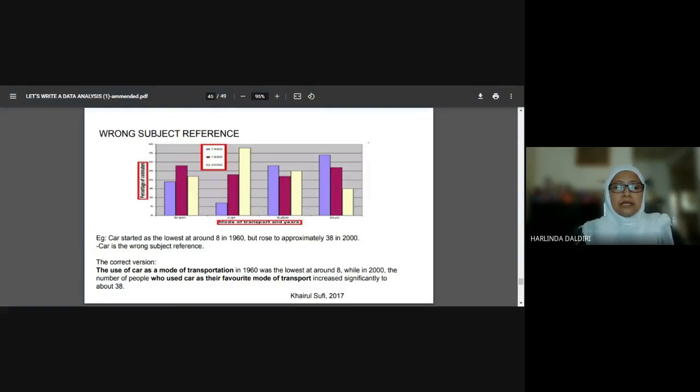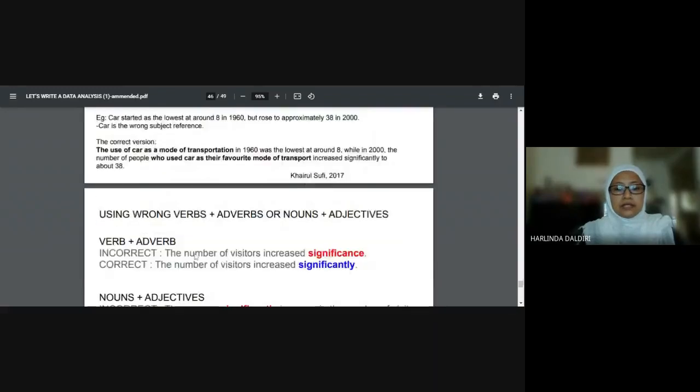So maybe sometimes you wonder, between you and your friend, you thought that you already gave the correct number. You see that you have given the correct number, the correct year, but you get a lower band than your friend. Maybe because you didn't write the correct sentence. You gave the wrong subject reference.